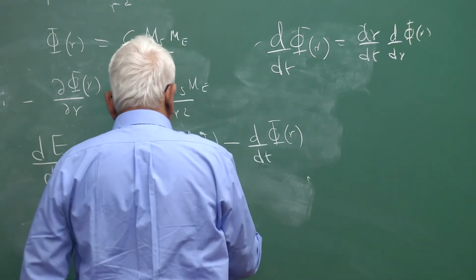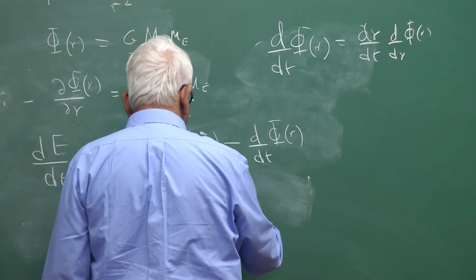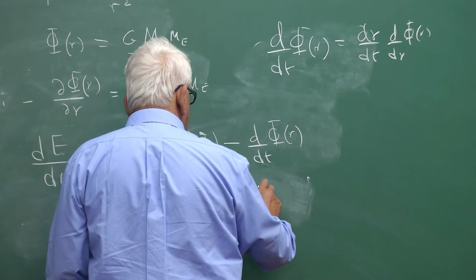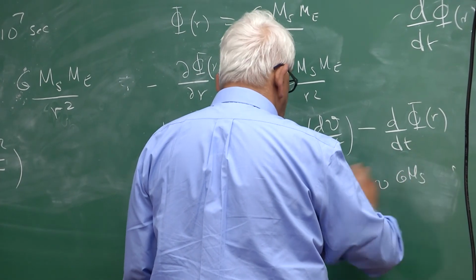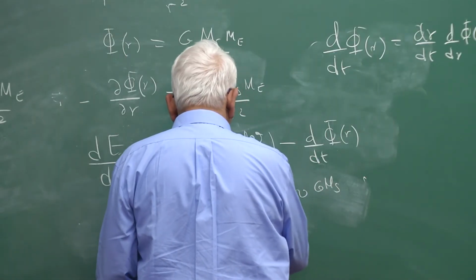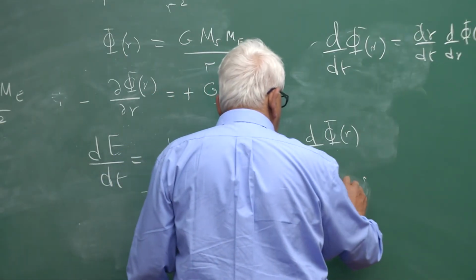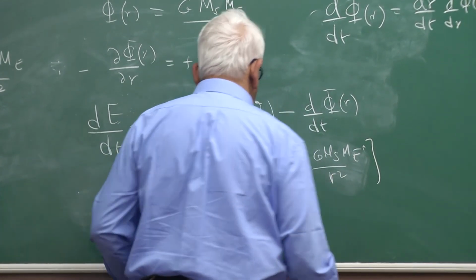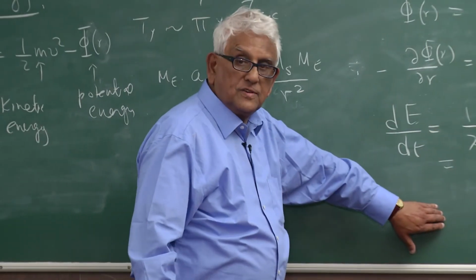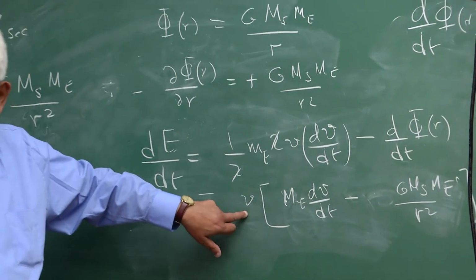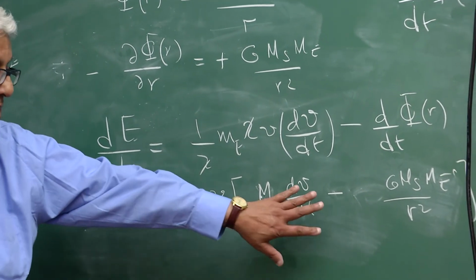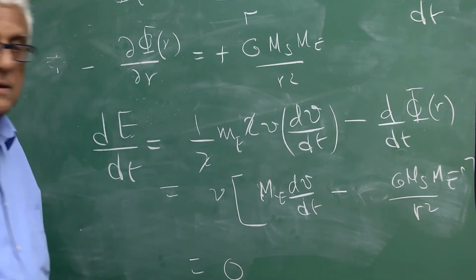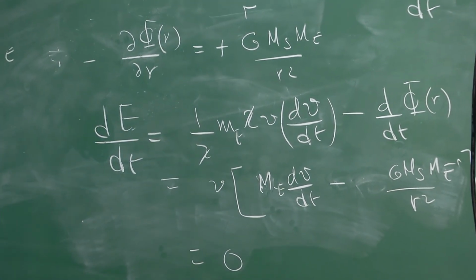right? And so what I find is that this gives you v into G Ms m over r squared. I take the v outside. Right? So when I do this, I get this multiplied by v, but this quantity is nothing but the equation of motion, so it is 0. So this is 0.